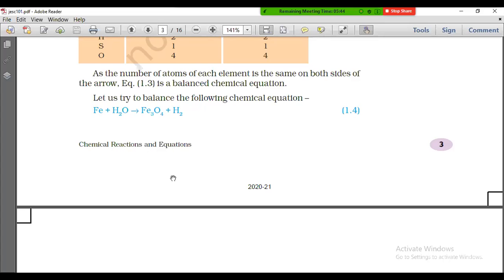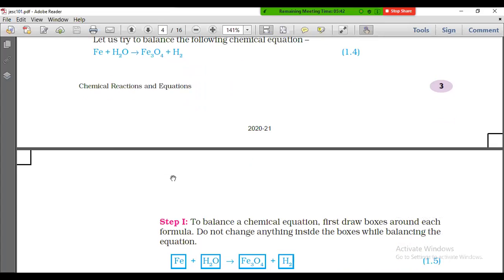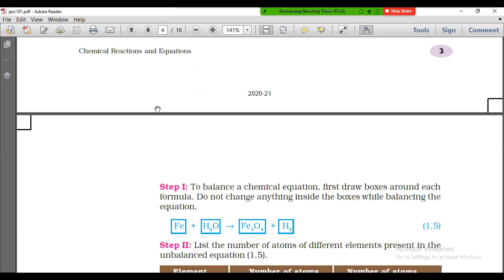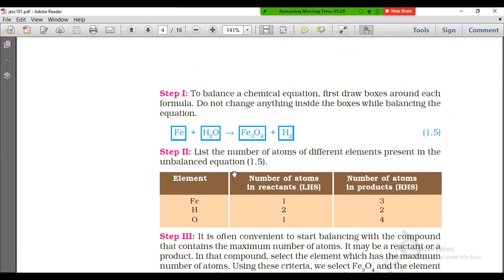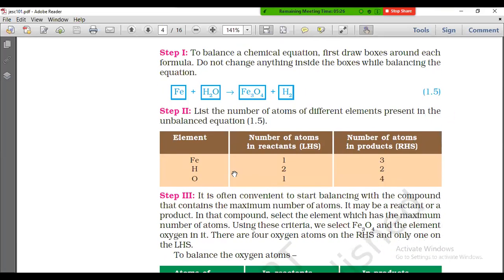So what do we have here? Fe plus H2O gives Fe3O4 plus hydrogen. Now in this one, what will you do? The reaction is written; to balance the chemical reaction, first draw boxes around each formula. Do not change anything inside the boxes while balancing the equation.